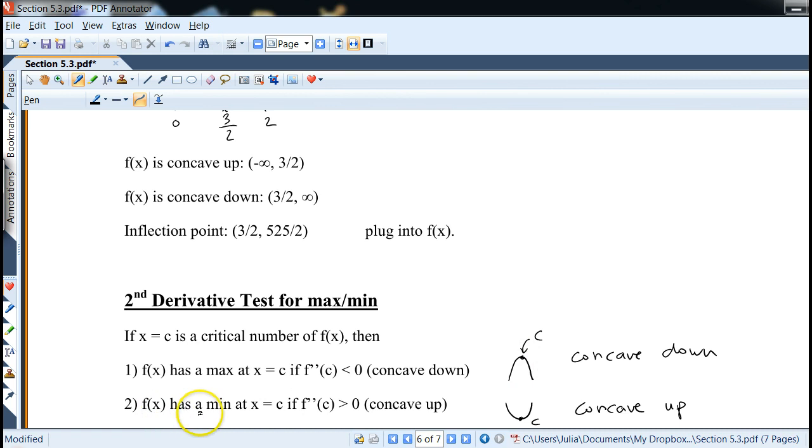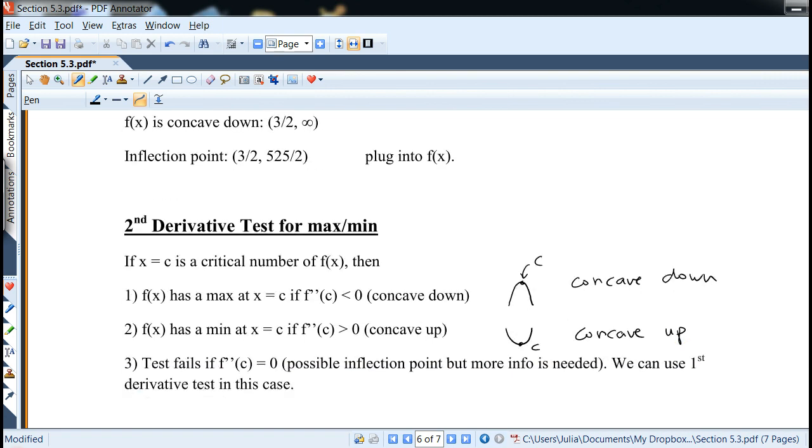And likewise, f of x has a min if the second derivative at that point is positive, so we have concave up here, okay? And the test fails, or basically doesn't give us enough information, if it's exactly 0. It could be an inflection point, but we still need to test it, so you may have to use the first derivative test in that case.